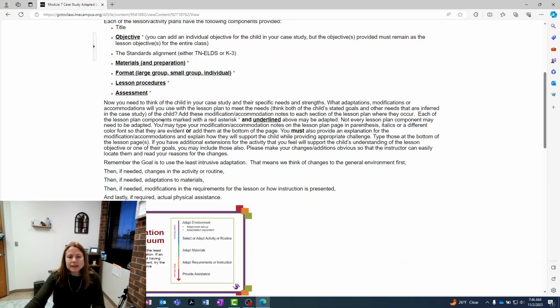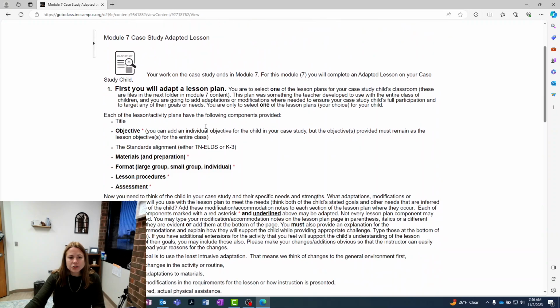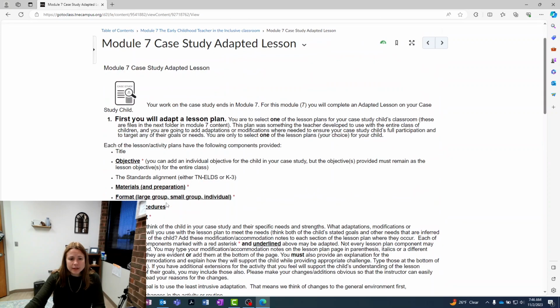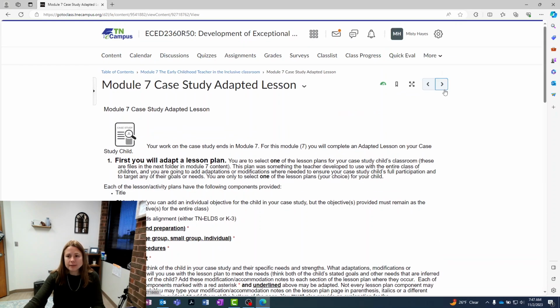Each of the lesson plan components with a red asterisk and underlined above, right here, can be adapted, right? So you can adapt the objective, you can adapt the materials and preparation, the individual, the format, the lesson procedure, and the assessment. They have to be adapted, but you can make adjustments and modifications. So please read this carefully, okay?